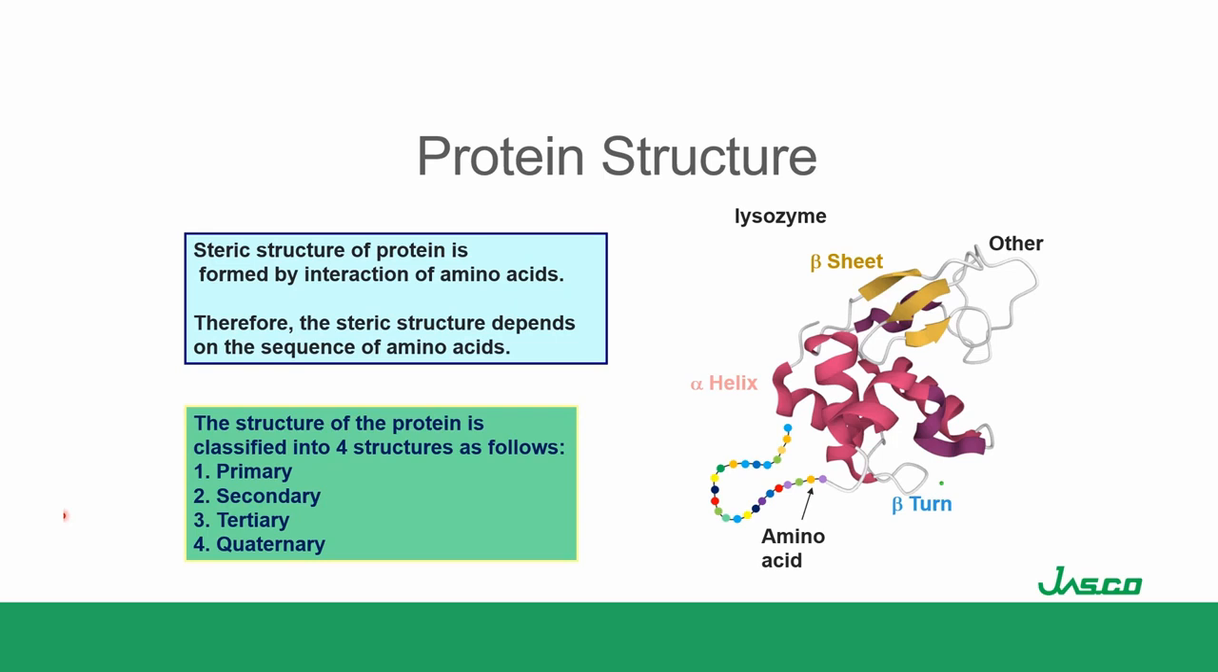The tertiary structure is just the interaction between these two main motifs that I mentioned before, and the quaternary structure is the arrangement of these subunits in the protein.